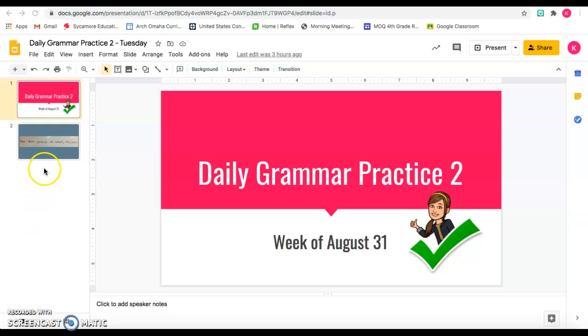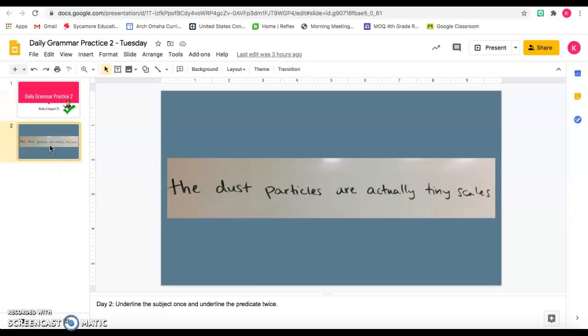Hey you guys, this is the second day of our daily grammar practice this week. If you recall from last week, our second day, we underlined the subject once and underlined the predicate twice. Remember, the directions can always be found in the speaker notes below this slide. We still have the same sentence from yesterday.